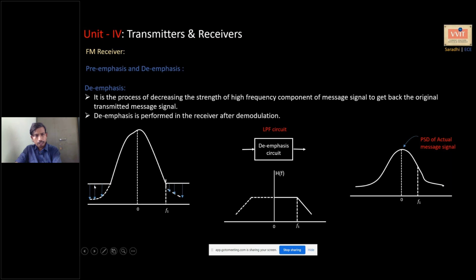We want to attenuate these components properly, so that this portion of the spectrum is obtained. For that we can use a low pass filter whose gain is constant from 0 to f1, and then the gain starts decreasing. So if you give this as input to the demodulator circuit, this will be reproduced. Actually, this is what our message spectrum is, centered at 0 and of width 10 kilohertz, the PSD of the actual message signal.